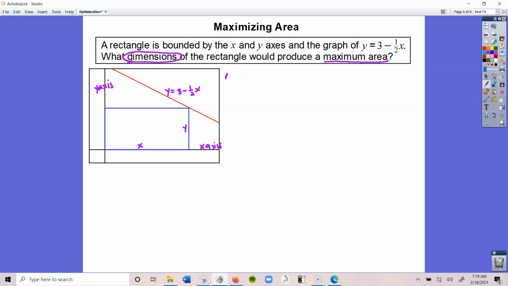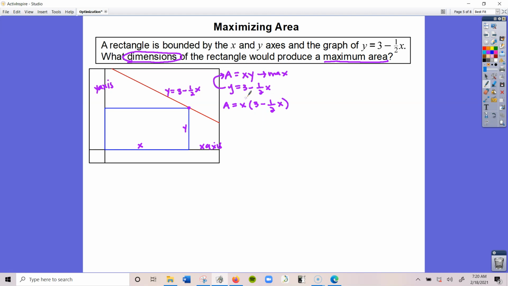So the area of any rectangle is xy. So this is what I want to maximize. Now in this question, we're also given this point here, which is the height of the rectangle which intersects the line. So that is y is equal to 3 minus 1/2 x. Since I have what y is defined to be, I can then plug in y into my area equation so that everything is in terms of x. So my area is going to equal x times y, which is 3 minus 1/2 x.